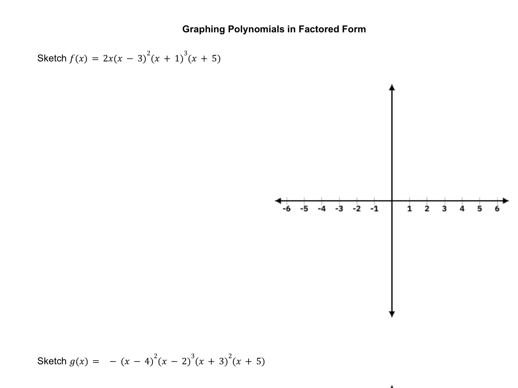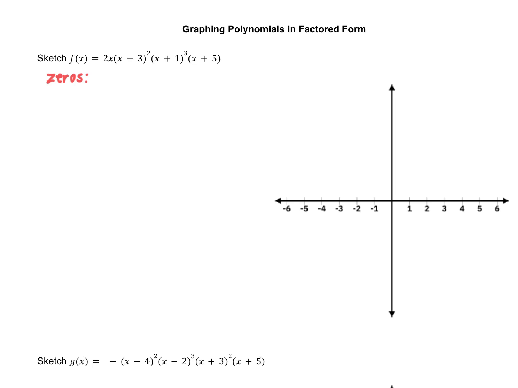In this video, we will be looking at how to graph polynomials when they are in factored form. So here we have the function f of x, and it is in factored form since we see all of these factors, all these brackets attached by multiplication. The first thing we might want to do is identify our zeros.